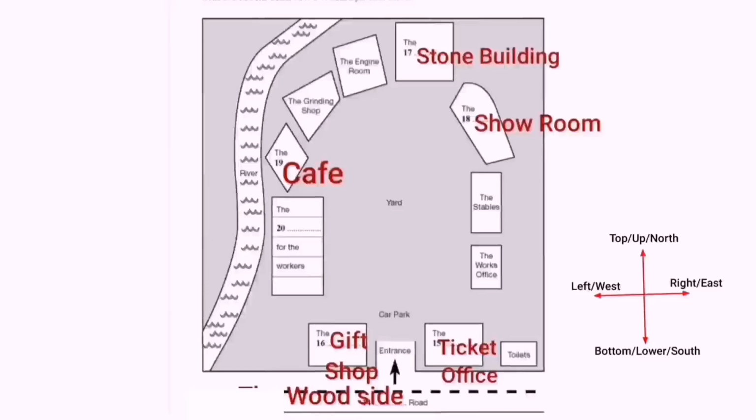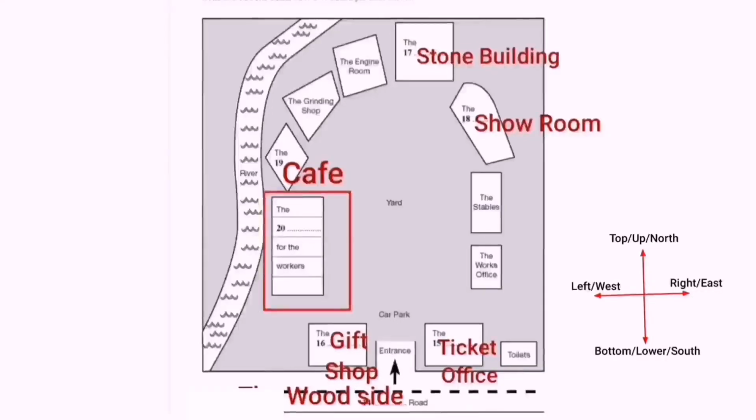Right now, we have to find the answer to question number 20. That is the last one. Question number 20 is a blank for the workers. So the hint is that these buildings were made for workers. We have to find the name of the buildings.